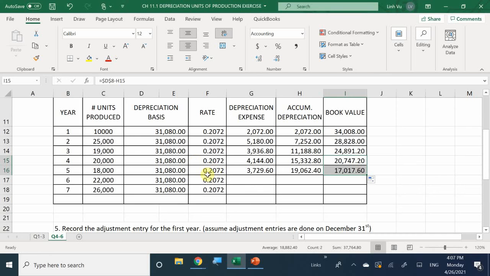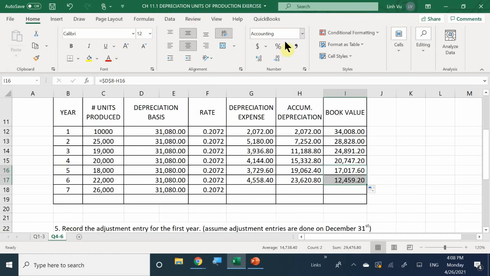So go ahead. What's my depreciation expense for year 6? $4,558.04. Good. My accumulated depreciation for year 6? $23,620.80. Good. Therefore, making my book value at year 6 to be $12,459.20. Perfect. So that's how much it is after 6 years. It's still worth $12,000. Okay.